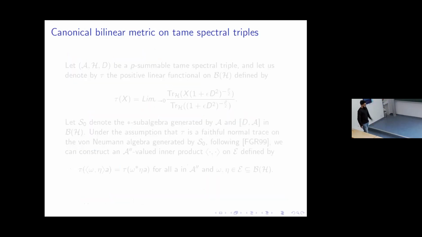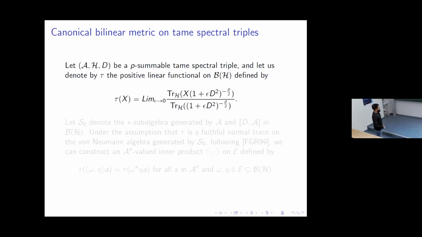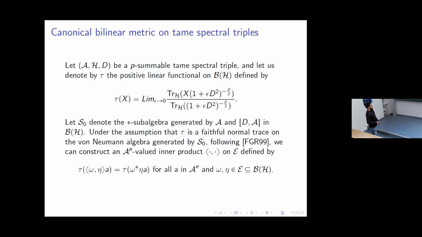Right. Okay. So while we mostly won't be using spectral triples, the examples that we have at our disposal right now are all from spectral triples, so maybe without going into detail, here is an outline of how to obtain such a canonical bilinear metric from the Dirac operator. Suppose (A, H, D) is a p-summable spectral triple. Then let us define this positive linear functional tau of x, given by this, which is of course familiar to people. Let us denote by S naught the star subalgebra. A is, after all, embedded inside B(H), and so is the commutator of D with A. So take S naught to be the star algebra generated by both of them.